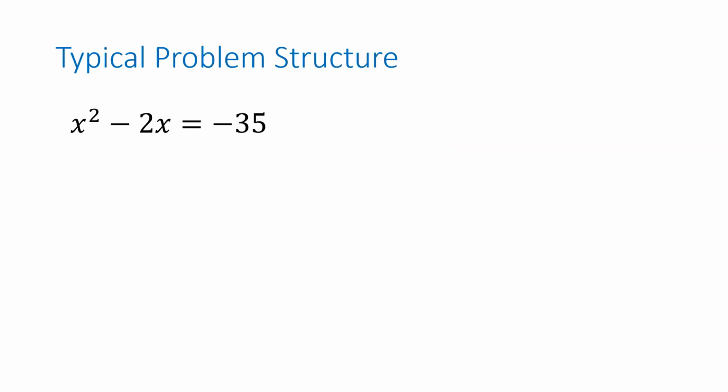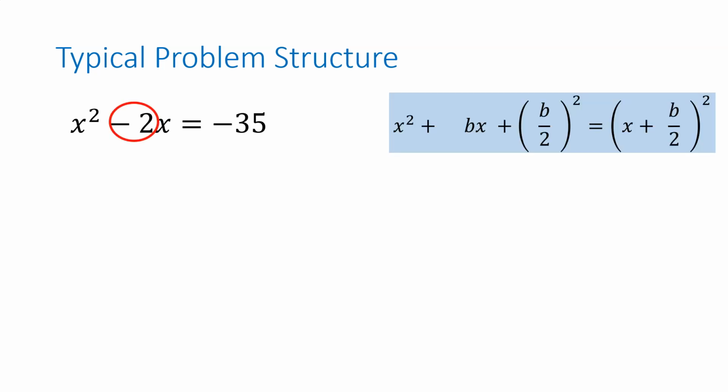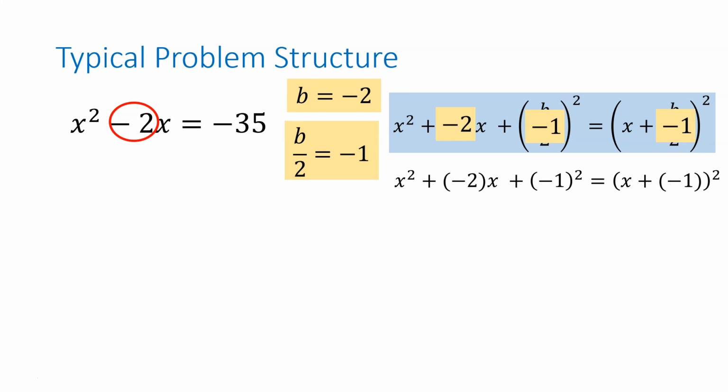Let's try another example, but this time with a negative number. X squared minus 2x equals negative 35. Identify b and b over 2. b equals negative 2 and b over 2 equals negative 1. Plug into the perfect square pattern and we get x squared plus negative 2x plus negative 1 squared equals x plus negative 1 in parentheses squared.